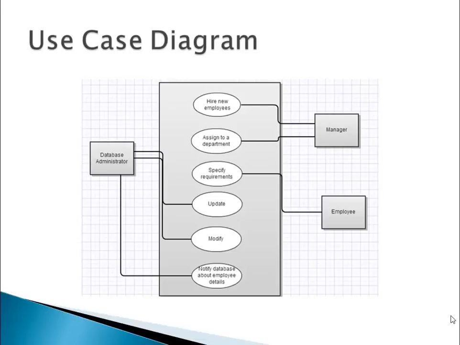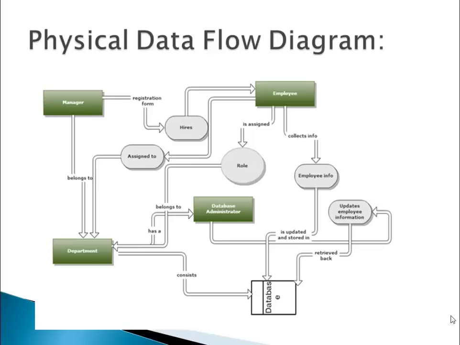Coming to the use case diagram, this is the use case diagram of the current information system which is developed. As you can see, there are three primary actors who will be interacting with the system, such as the database administrator, manager, and the employee. For instance, if I take the role of database administrator, he interacts with the system basically for updating, modifying, and even for notifying employees regarding important information.